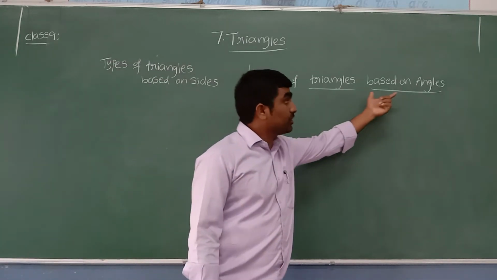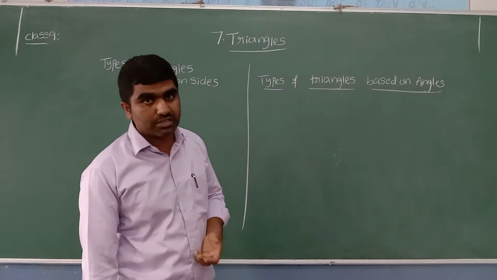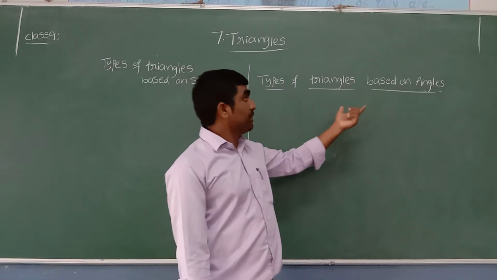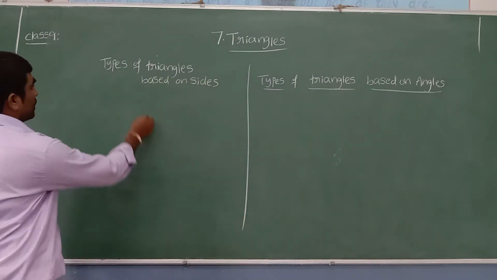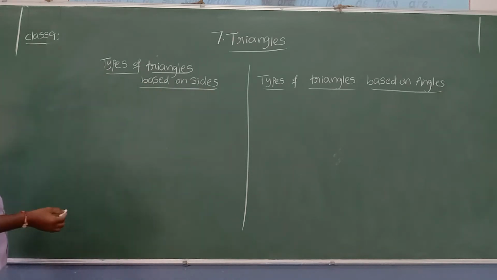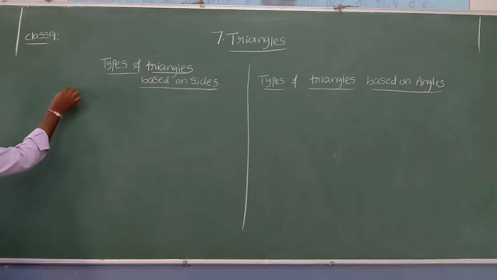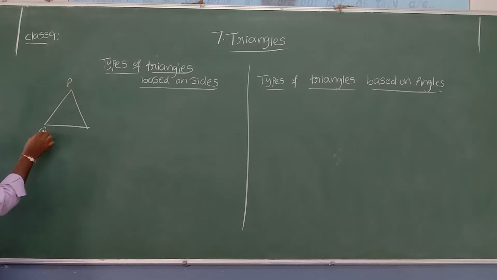And also based on the angles, we know types of angles: acute angle, obtuse angle, straight angle, right angle. So based on the angles also, we can divide the triangles. Now let's see what types of triangles we have based on sides, which we learned in the previous class already. Once I want to recall. See here, let me take one triangle. I am taking triangle PQR. In that triangle PQR, PQ, QR, RP are three sides.